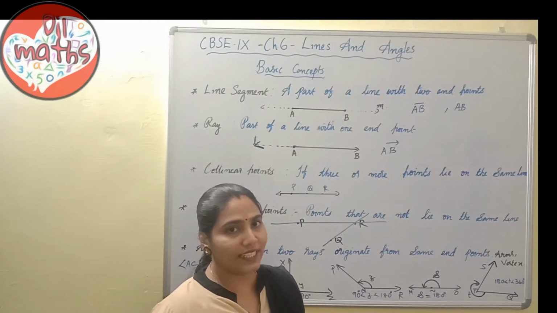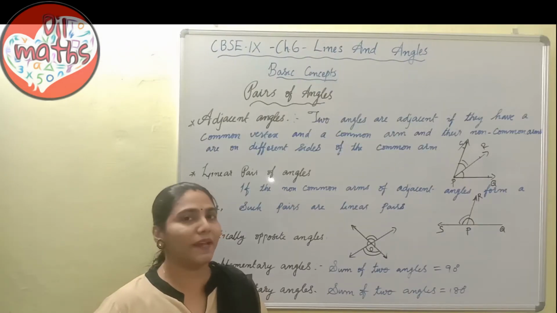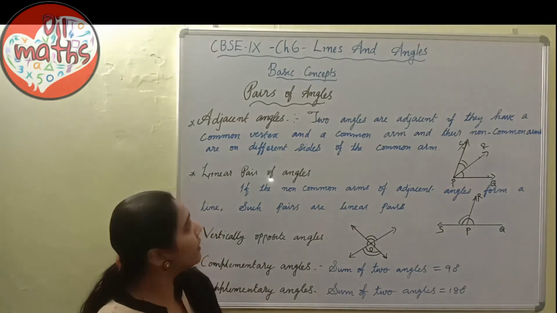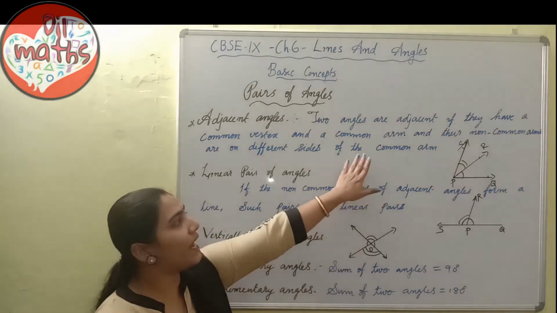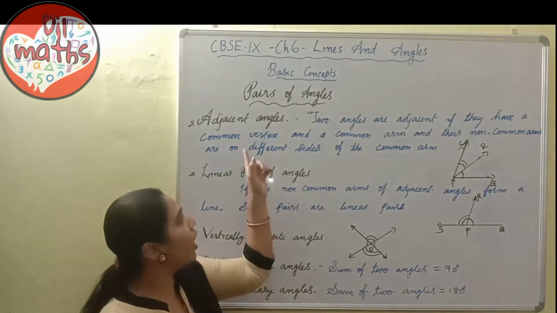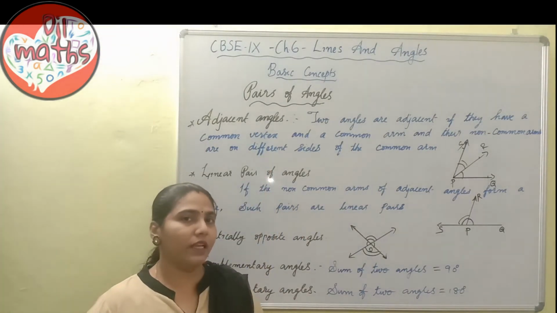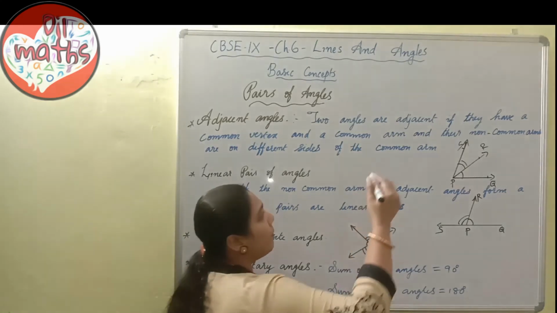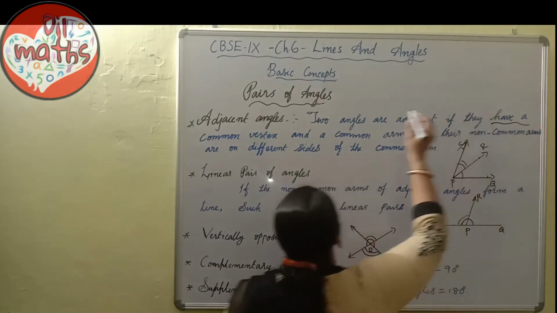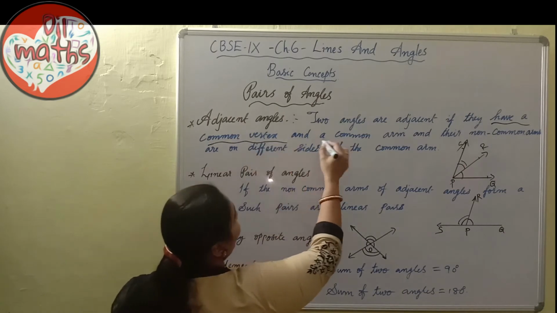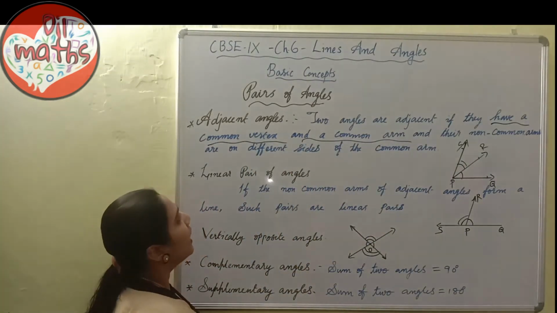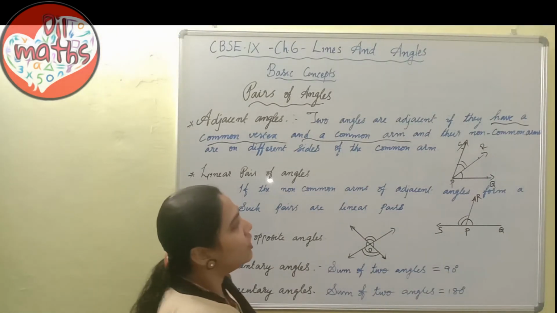Now we will go to the next point. Next one is pairs of angles. In that, the first one is adjacent angles. So what do we mean by adjacent angles? Two angles are adjacent if they have a common vertex and a common arm, and their non-common arms are on different sides of the common arm.